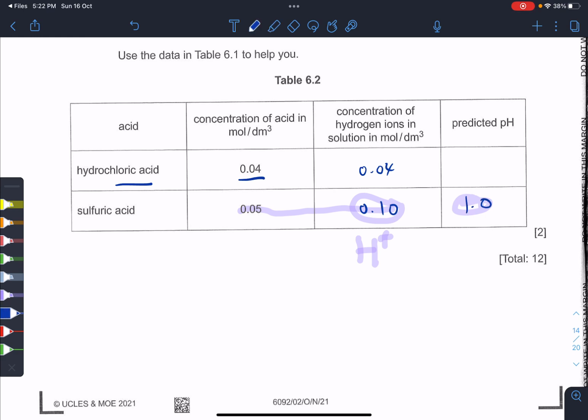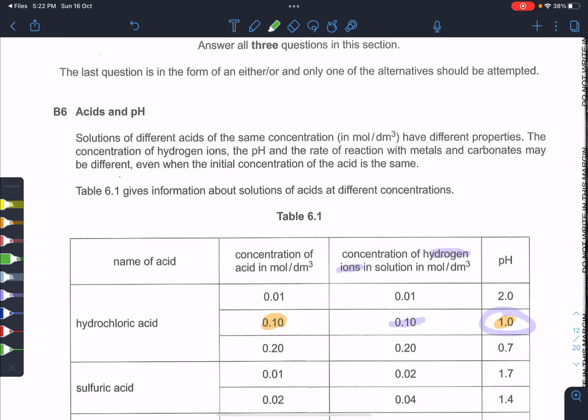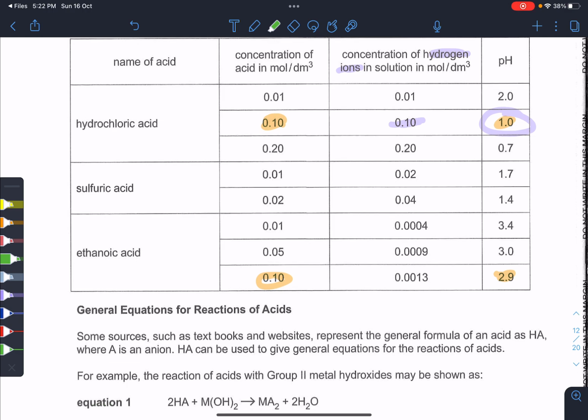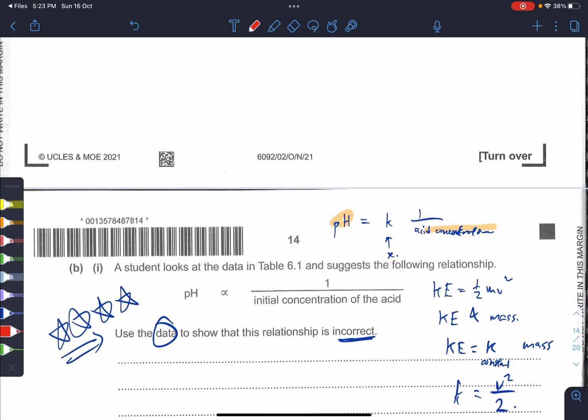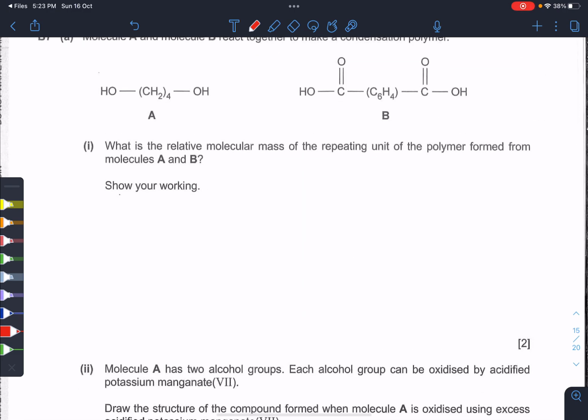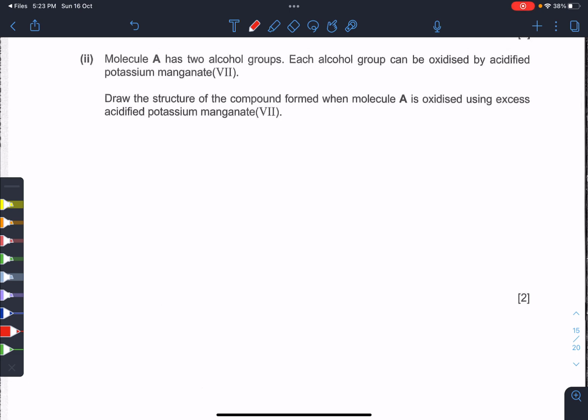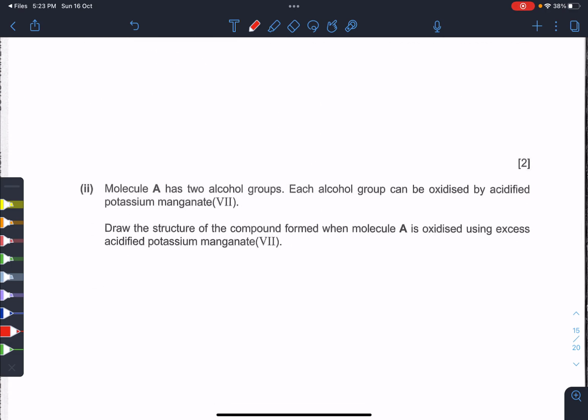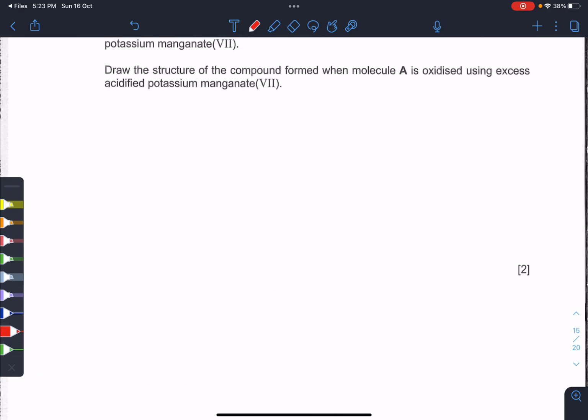For hydrochloric acid, 0.04. Let's take a look. So I'm looking out for 1.4 exactly. So yeah, that's it, 1.4. Okay, this one not an issue. This is molecule, not an issue. It's more careless than anything.